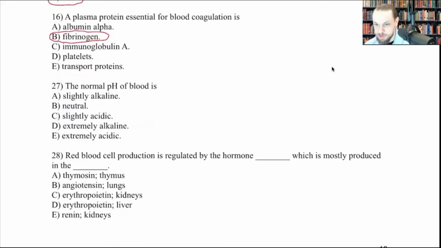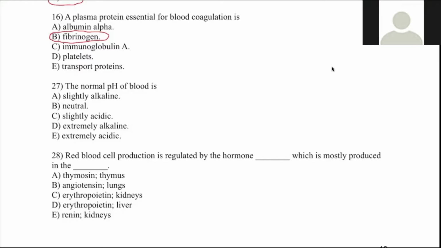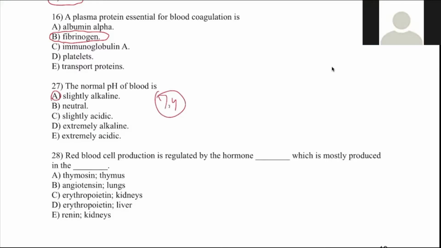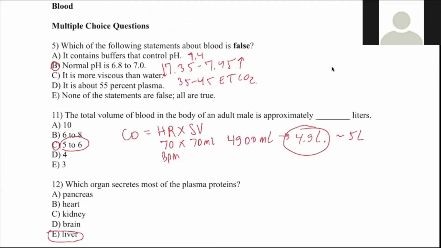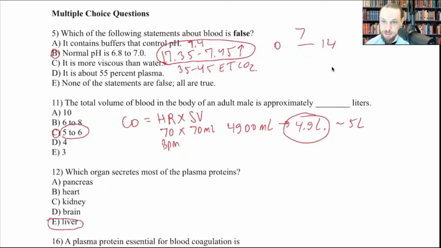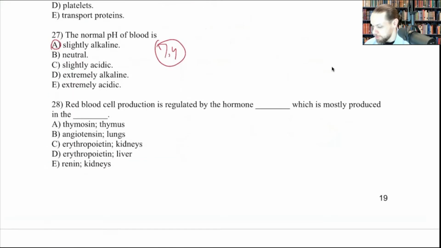Good. 27, we're going to go to Eric. The normal pH of blood is A, slightly alkaline. Yeah, that is correct. We just said it was 7.4, which is towards the alkaline side. The pH scale ranges from 0 to 14. 7 would be right in the middle, but because blood is 7.4, it's towards the alkaline side. So very good, A is correct.